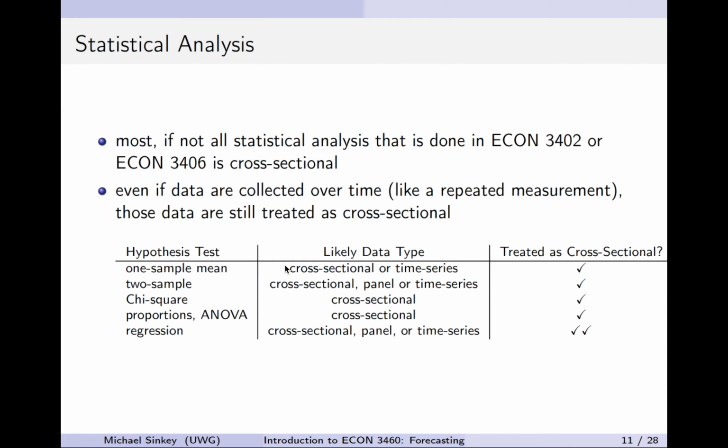Okay, so if I'm doing a one sample mean hypothesis test, which is something that's routinely done in Stats 1 and Stats 2, I could actually either have cross-sectional or time series data, but I often just treat it as cross-sectional. And we do this with two samples. We do this with the chi-square. We do this with proportions in ANOVA, and we certainly do this with regression. And so in this class, we'll be estimating a lot of cross-sectional regression, but my hope is that toward the end of the class, we can actually work on maybe estimating a time series regression.